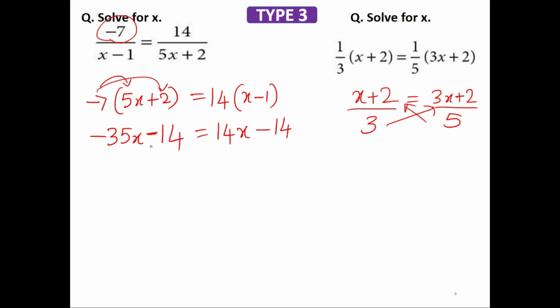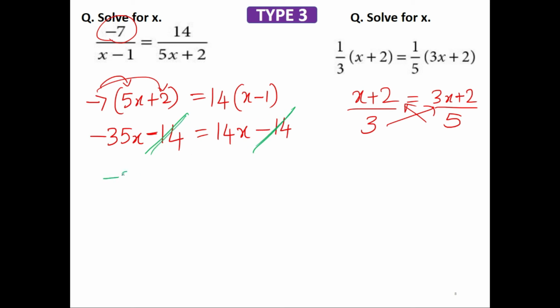Now here you can see a negative 14 and a negative 14 on either side of the equations. Let me just remind you, if you have the same term with the same sign on both sides, it just means you can cancel them. Why? Because negative 14, when shifted to the other side, becomes positive. So the net result is a 0. So you can just cancel it.